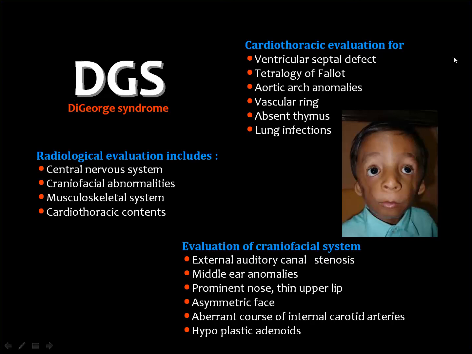Some of the cardiothoracic abnormalities include VSD, tetralogy of Fallot, aortic arch abnormalities, vascular rings, and absent thymus and lung infection. Many of the head and neck abnormalities include external auditory canal stenosis, middle ear abnormalities, prominent nose, thin upper lip, and this is one of the features mentioned everywhere, that the upper lip is usually thin compared to the lower lip.